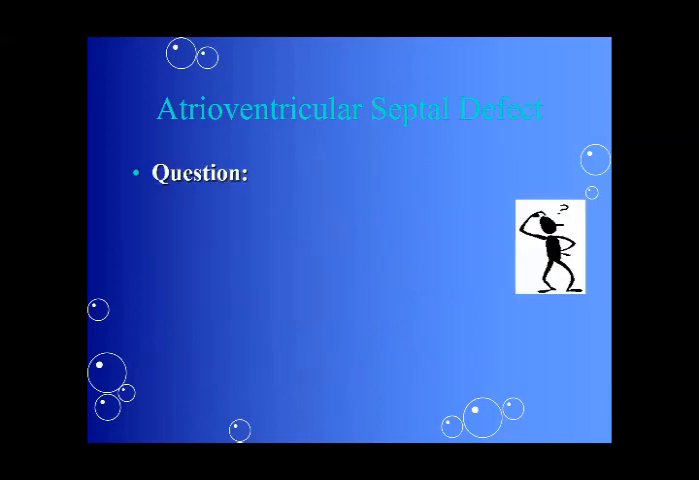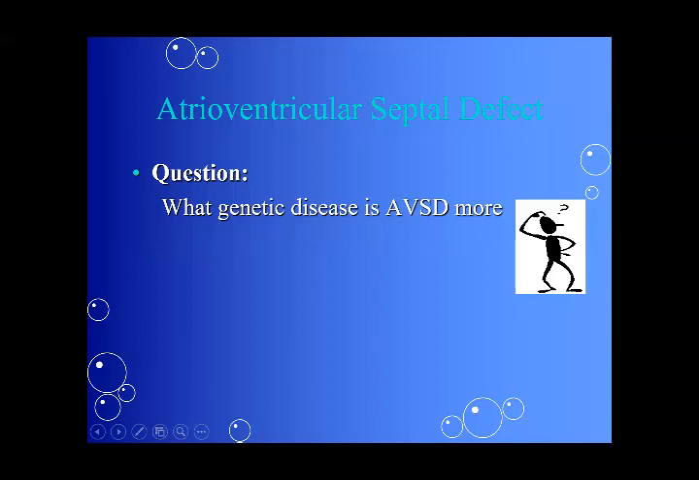Do you know any genetic condition in which AVSD is very common? You can write it in the chat box if you are listening. You can write it in the chat box to show that you are understanding. Anyone answer?